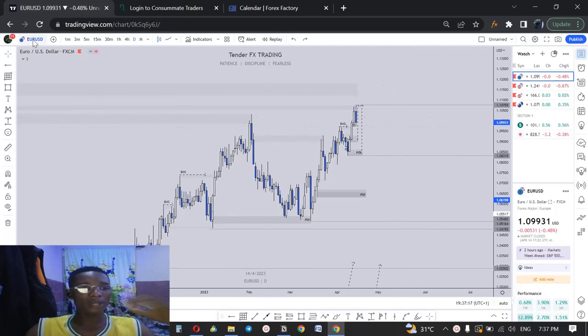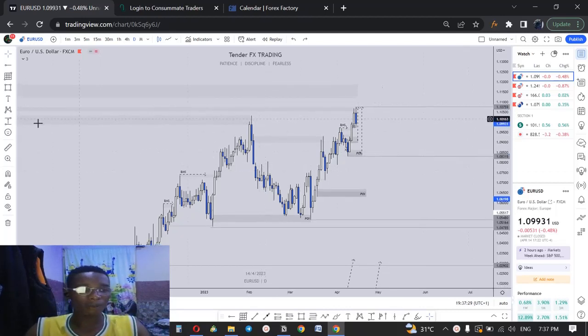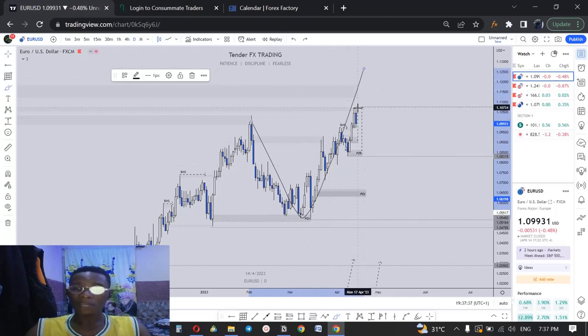On EUR/USD, you can see on my screen right here, we're on the daily time frame, and I don't actually trade the daily time frame. I use the daily time frame for identifying the overall bias. And as you can see, from the daily time frame, we are really trading bullish on EUR/USD. The overall bias is long-term buy.